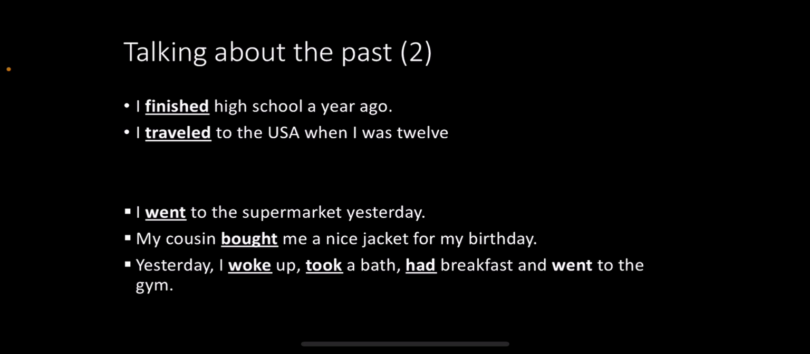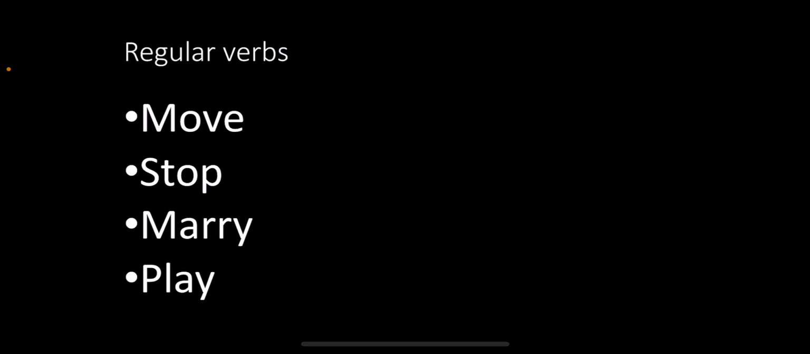Now, in terms of regular verbs, let's try to remember how we are going to include the ed. There are some rules that probably you know, but let's emphasize them and remember the regular form of past simple. I have 4 verbs here: move, stop, marry, and play. All of them are regular. We know that we put ed, but for move, we don't need to repeat the e, we just put the d, right? For stop, stop is a verb that has 1 syllable.